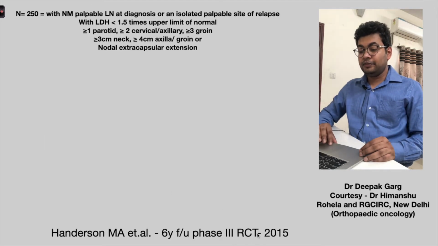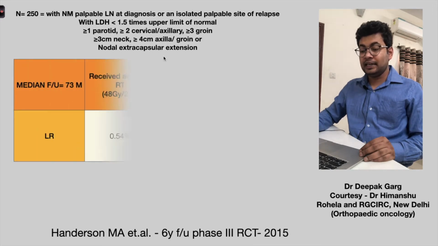This is a phase 3 RCT from 2015, which had 250 patients with a known metastatic palpable lymph node at diagnosis or an isolated palpable site of relapse. The inclusion criteria were LDH less than 1.5 times the upper limit of normal, 1 or more parotid lymph nodes, 2 or more cervical or axillary lymph nodes, or 3 or more groin lymph nodes, or a lymph node size of 3 cm or more in the neck or 4 cm or more in the axilla or groin, or any lymph node with extracapsular extension.